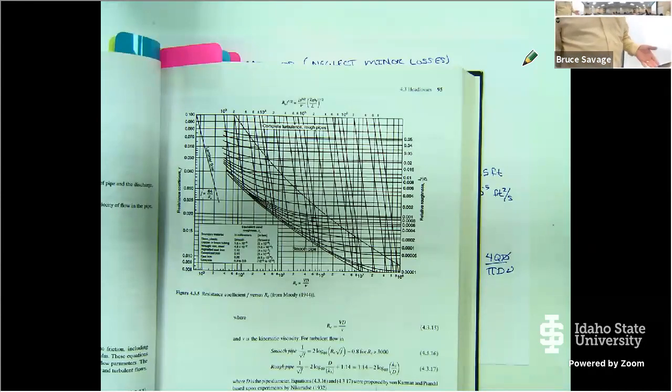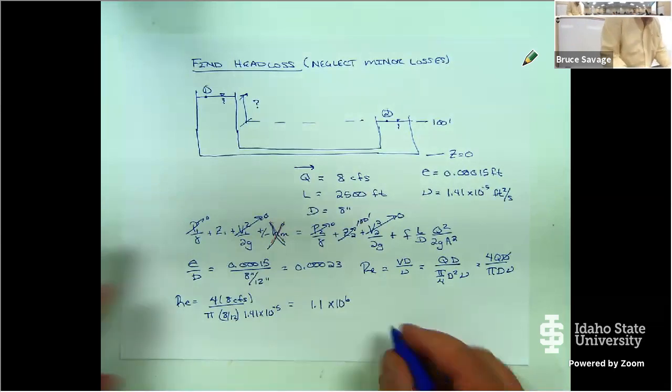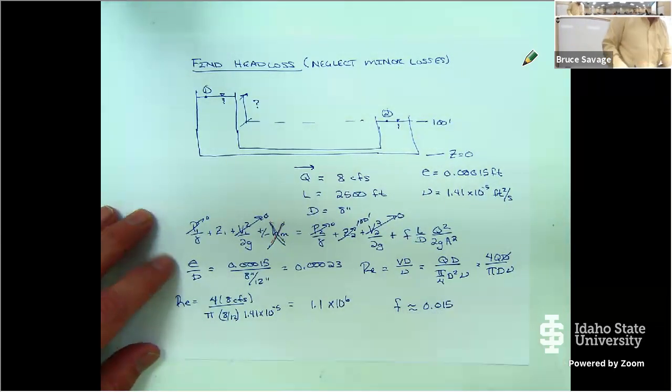So anyway, we're going to assume that we can read that really well, or we plug it into the equation, and we'll call it 0.015. So we're going to let F equal 0.015.